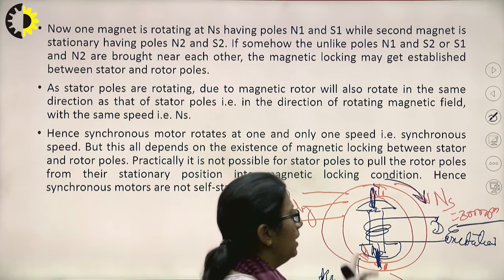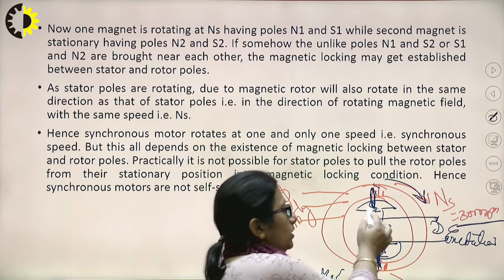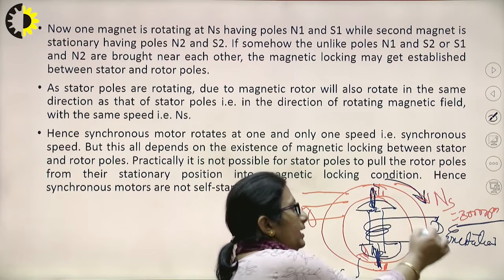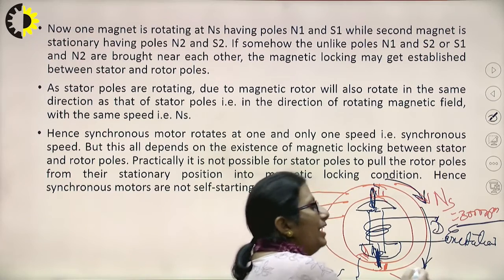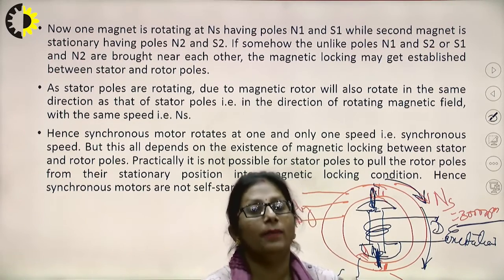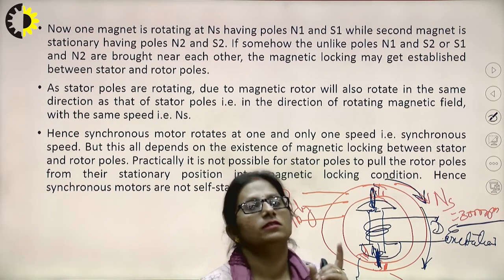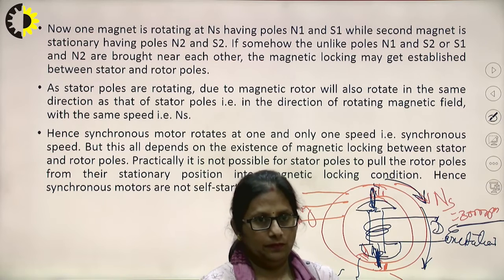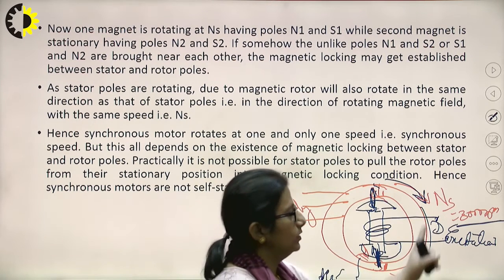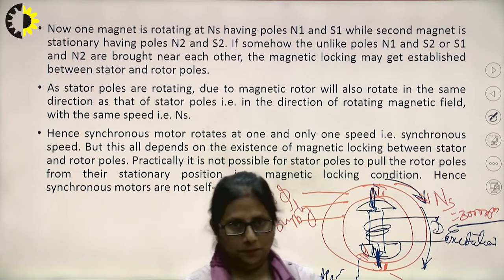That's why, because of the magnetic locking that has happened, this rotor will also rotate in the same direction and with the same speed as the rotating magnetic field, which has synchronous speed, right? That's why the synchronous motor will also be running at synchronous speed.